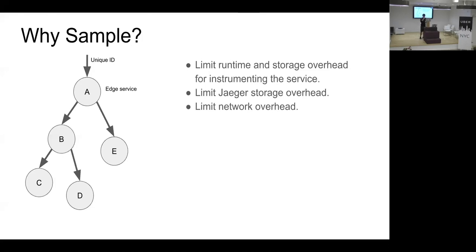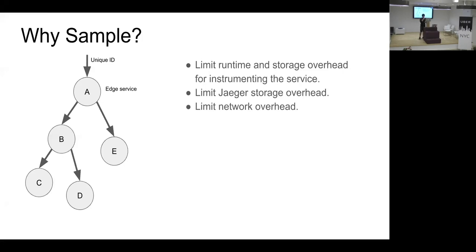Secondly, we want to limit the Jaeger storage overhead. Jaeger uses Cassandra to store traces and data and spans, but performant SSDs do not come cheap. And although Cassandra scales well horizontally, it doesn't scale well financially.